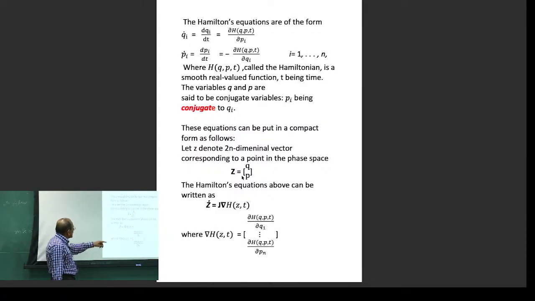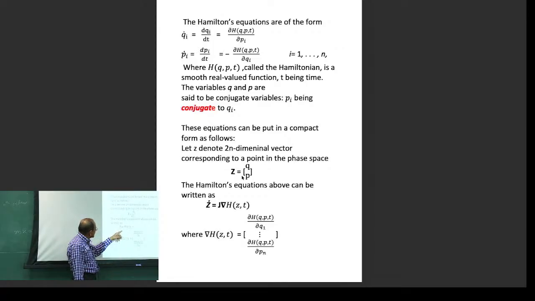How? I make a column vector of q's and p's. The gradient of H is a vector. This p and q, they are conjugate variables, exactly. So you consider a 2n-dimensional column vector starting with dH by dq1 ending up to dH by dpn. First all the q's, then all the p's. This is the gradient of the function H. H is a function of z and t.